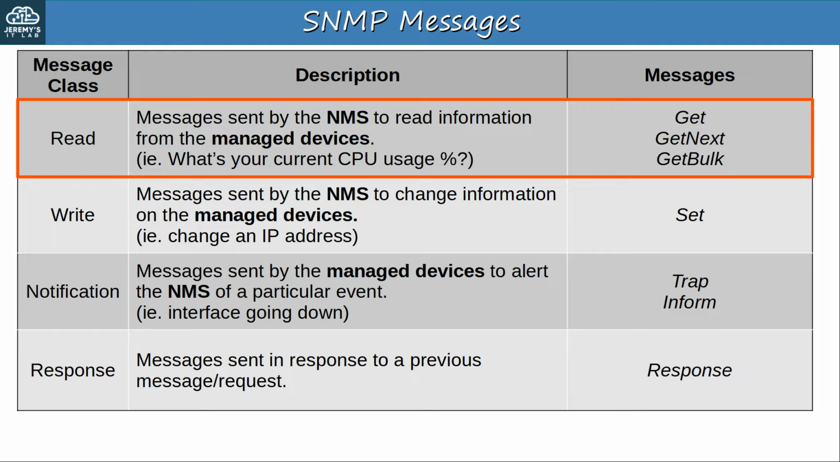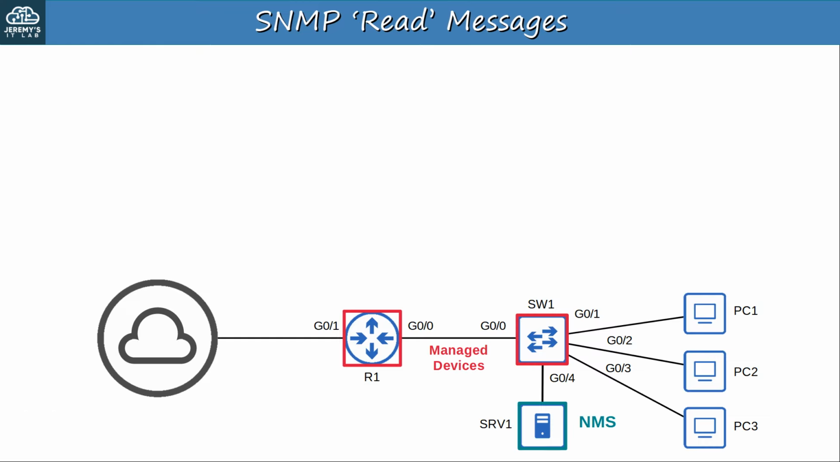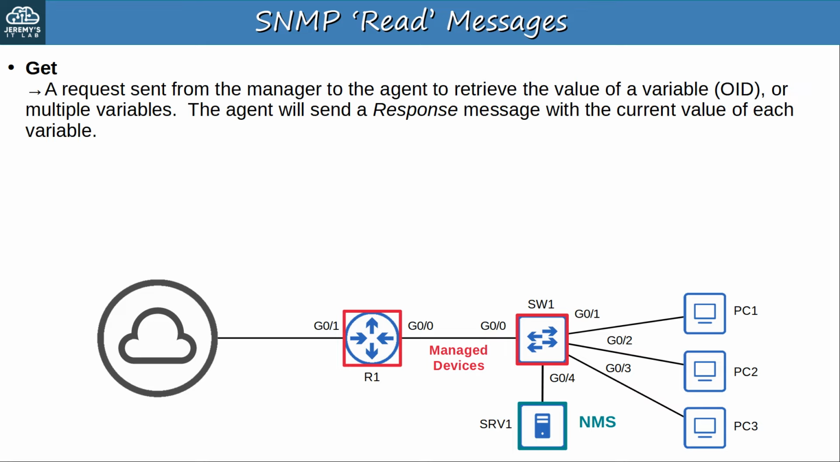There are 3 messages in this class: get, get next, and get bulk. I think this is more depth than necessary for the CCNA, so I'll just give a very quick outline of those messages. First up is the get message. It's a request sent from the manager to the agent, the NMS to the managed device, to retrieve the value of a variable, an OID, or multiple variables.